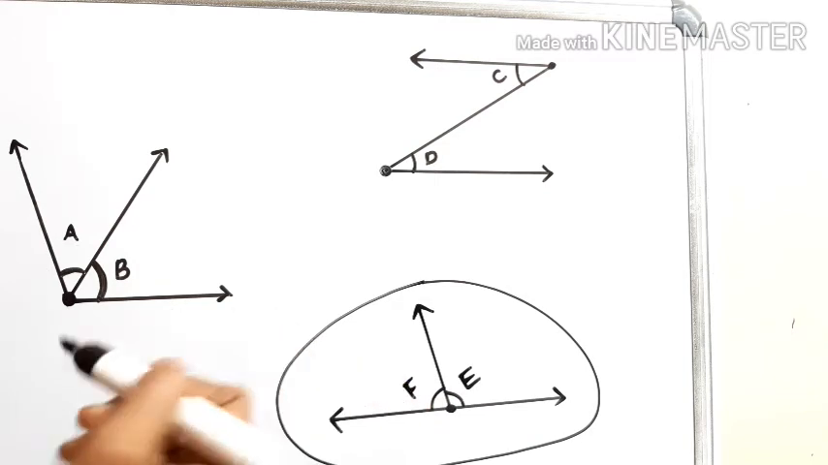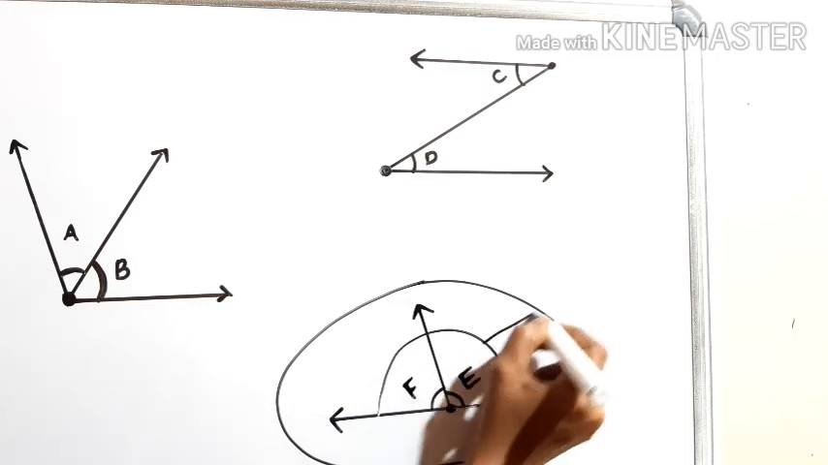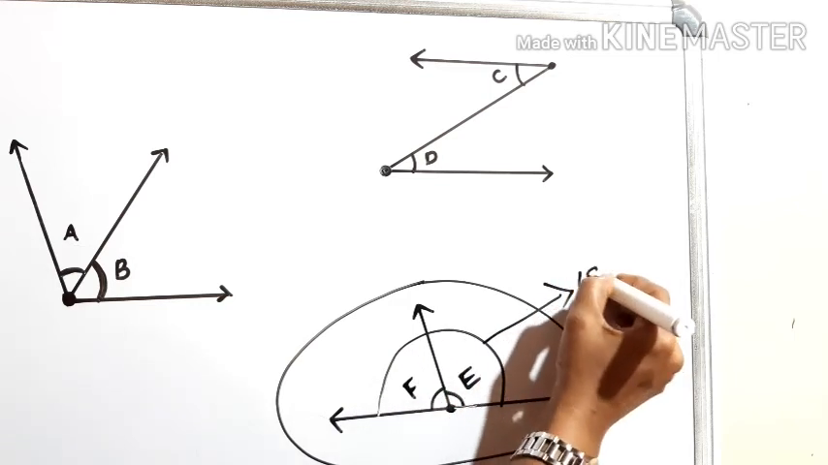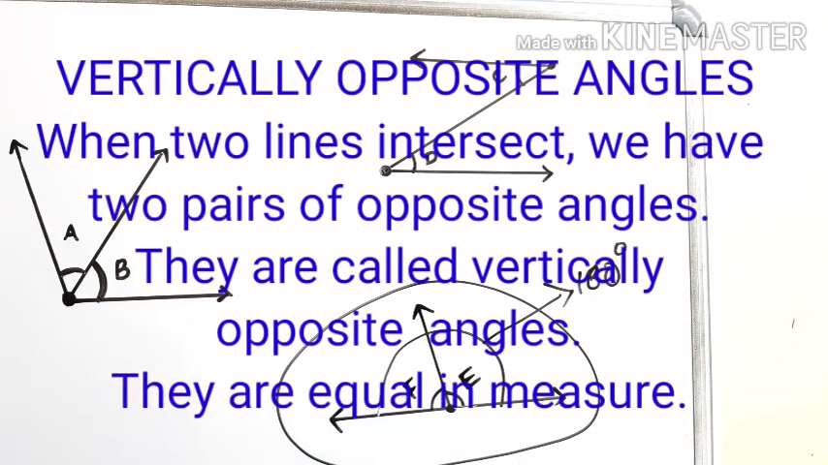Clear, no? Linear pair. Listen, a linear pair is a pair of adjacent angles whose non-common sides are opposite rays. Non-common sides are opposite rays. Clear, no? Listen, when we add angle F, angle E, we can see there some 180 degree. Is it clear? 180 degree.